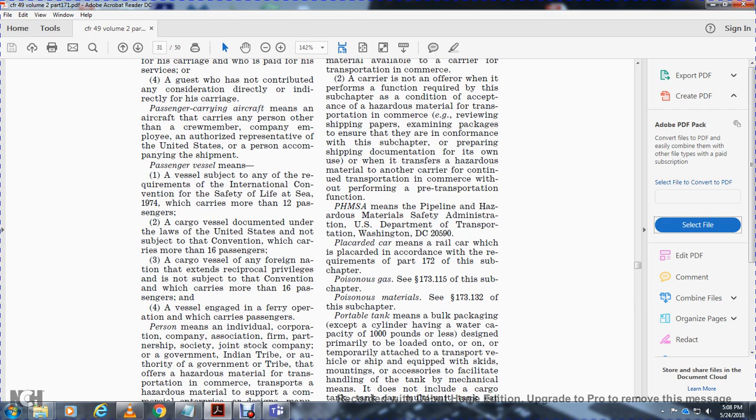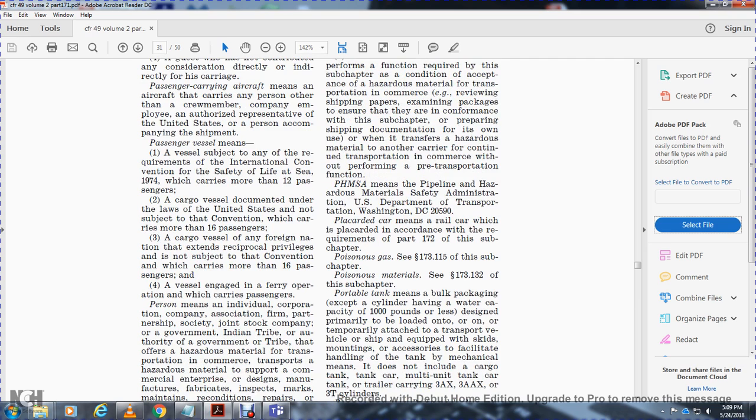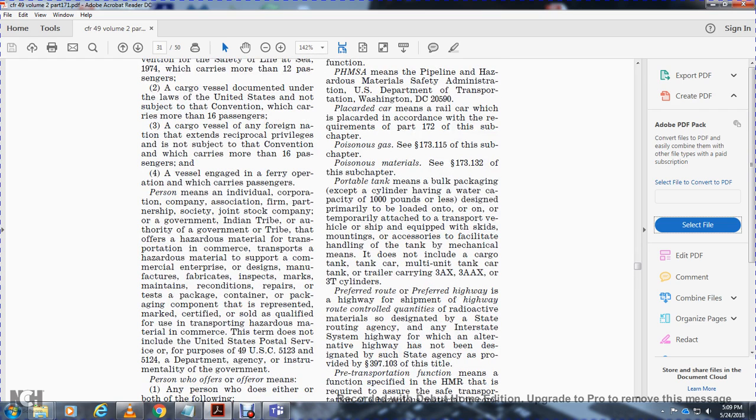It is designed primarily to be loaded onto, or temporarily attached to, a transport vehicle or ship, and is equipped with skids, mountings, or accessories to facilitate handling of the tank by mechanical means. It does not include a cargo tank, tank car, multi-unit tank car, or trailer carrying 3AX, 3AAX, or 3T cylinders.